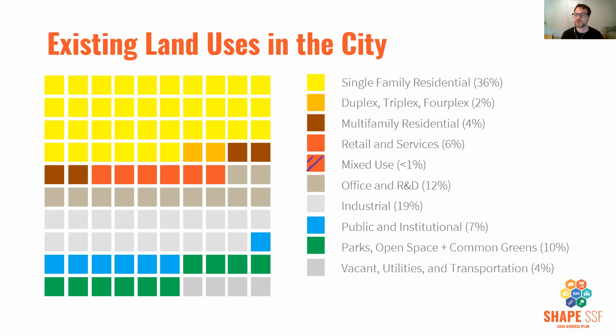This diagram shows the distribution of uses across the city. So single-family residential occupies about a third of the land area within South San Francisco, and residential uses occupy just under half of the land area in South San Francisco. Office and R&D and industrial make up about a third of the land area within South San Francisco, with industrial uses making up about a fifth of it by itself. Public and institutional use and parks uses also make up about a fifth of the land area within the city.